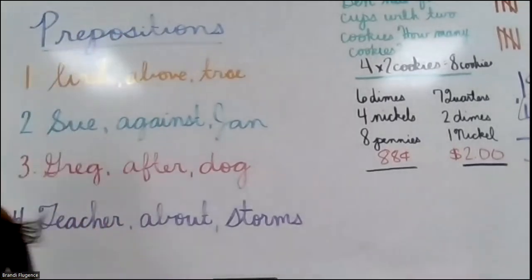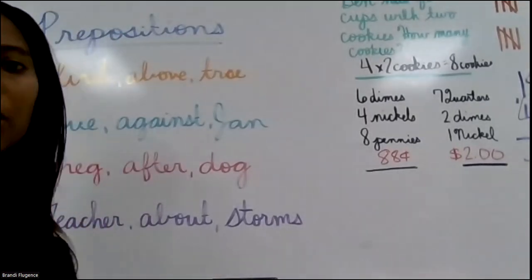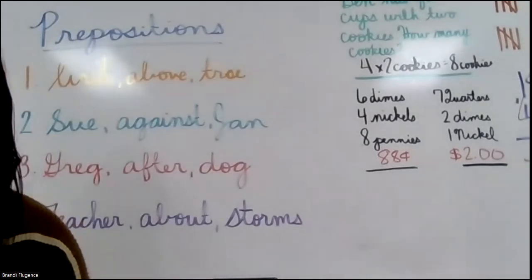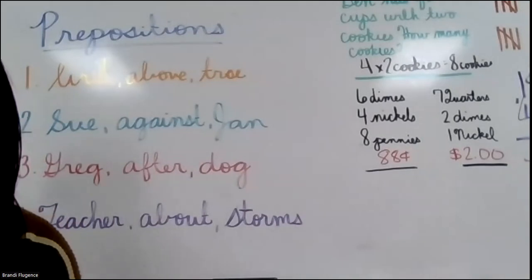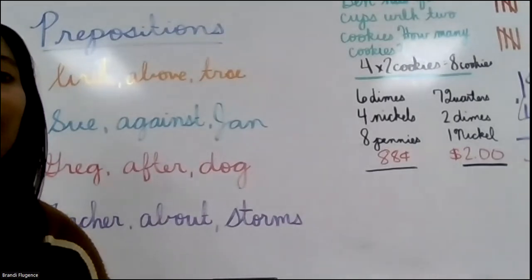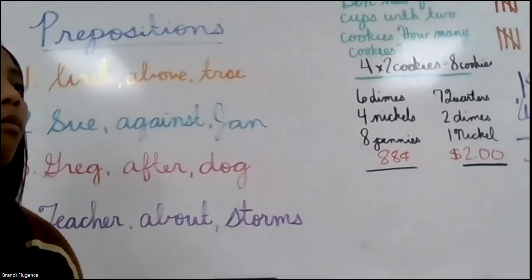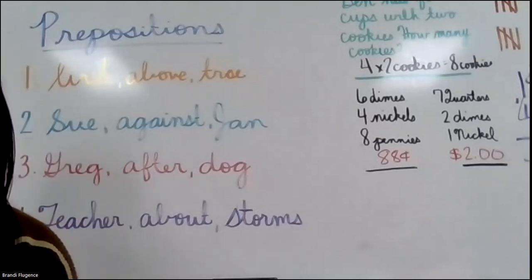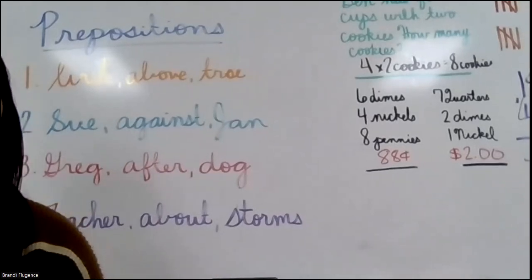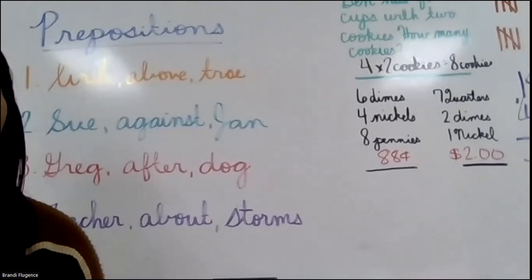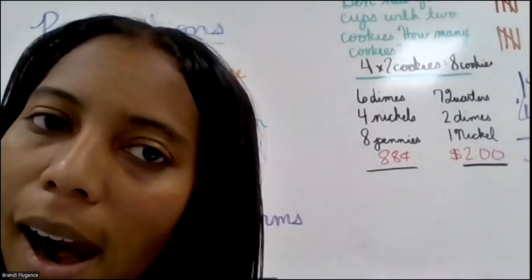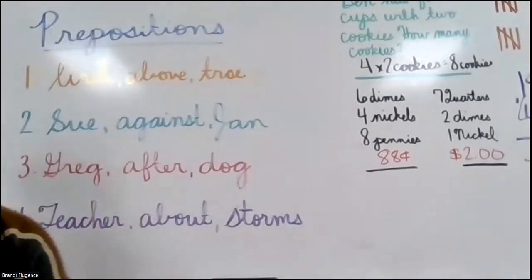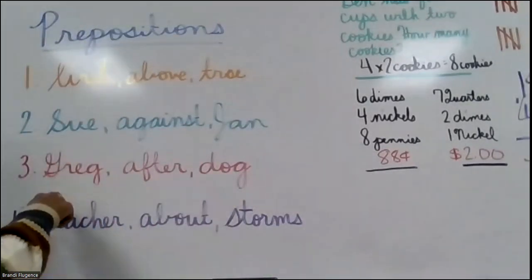Okay, all right, let's hear some of your sentences for Sue, against, and Jan. Okay, what you have? Sue went against Jan. Sue fought against Jan. Sue bumped against Jan. Sue went against Jan. What you say, Dennis? Sue bumped against Jan. All right, good. All right, number 3, guys.